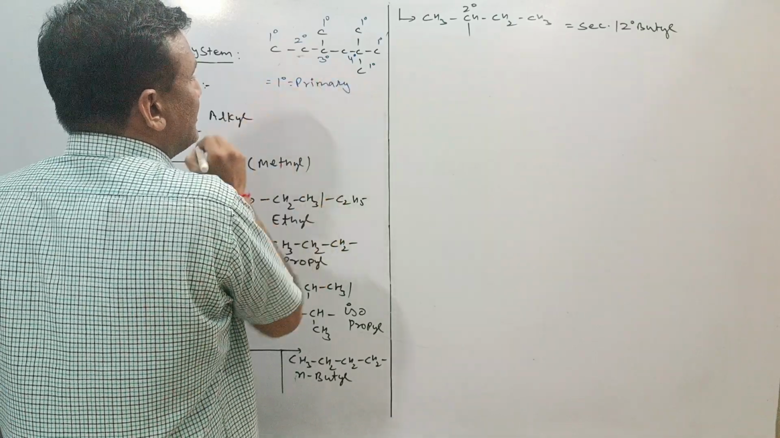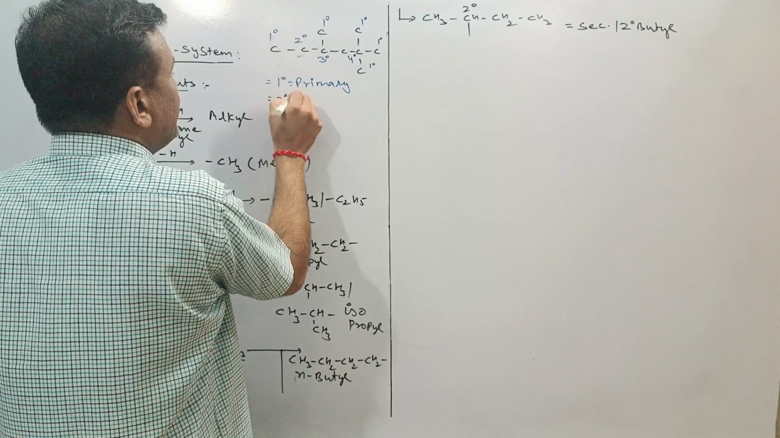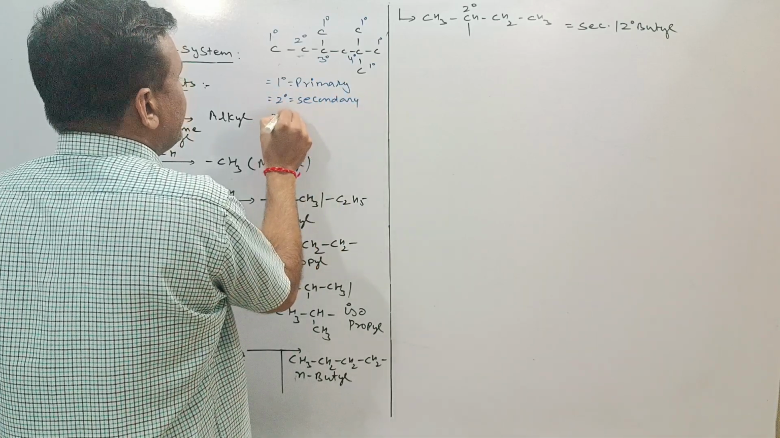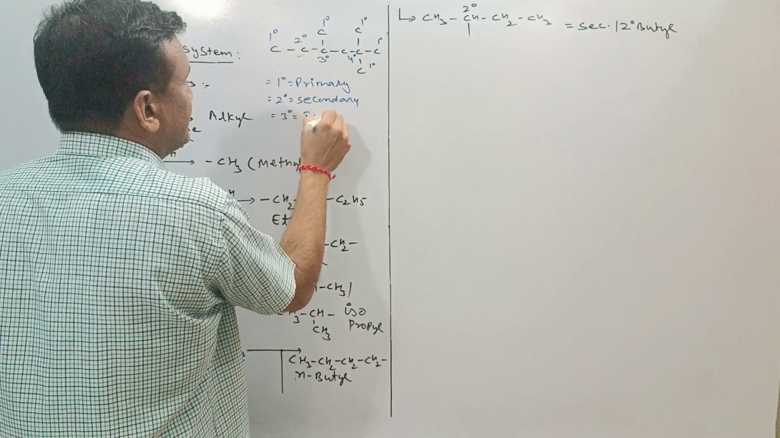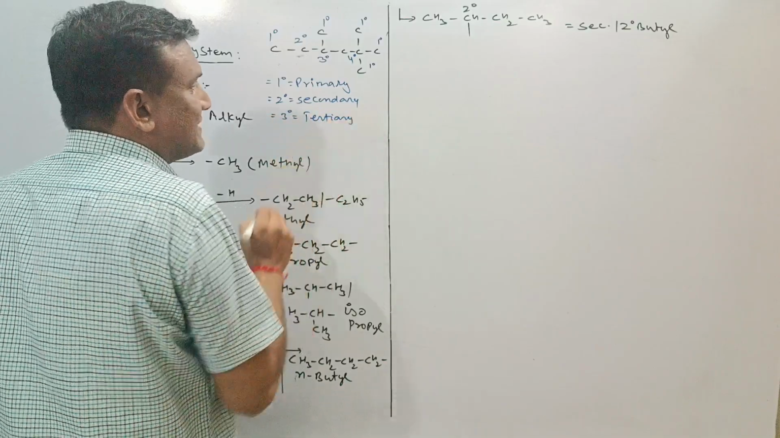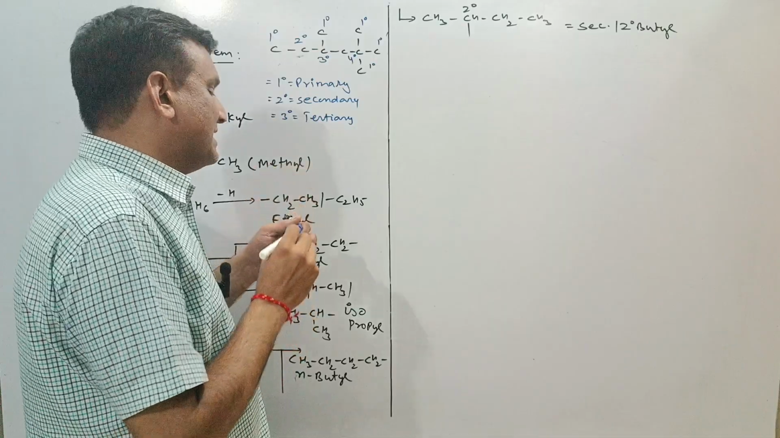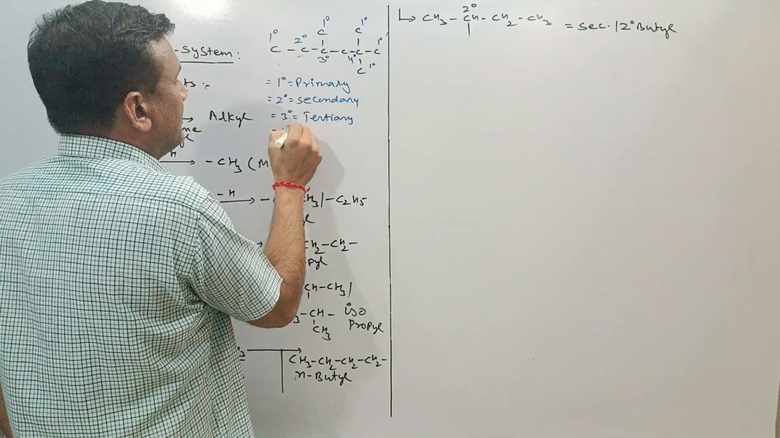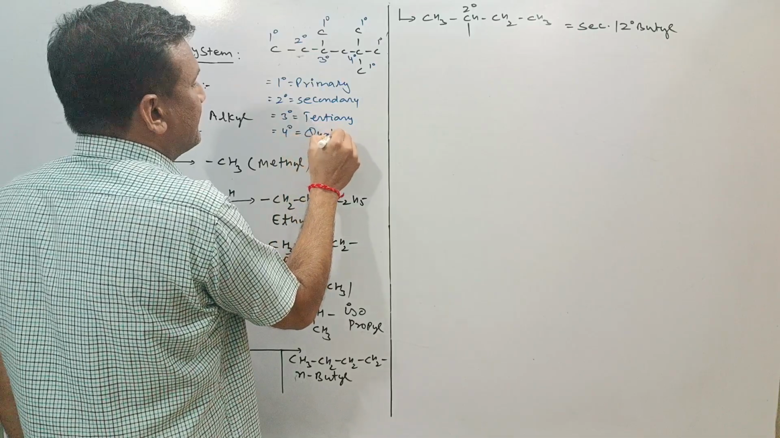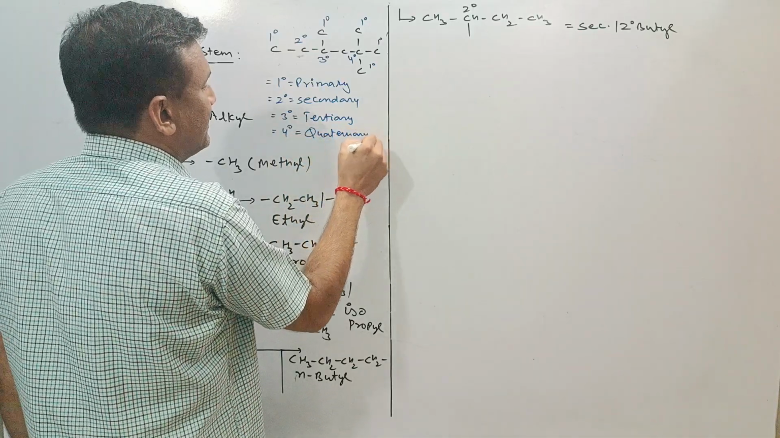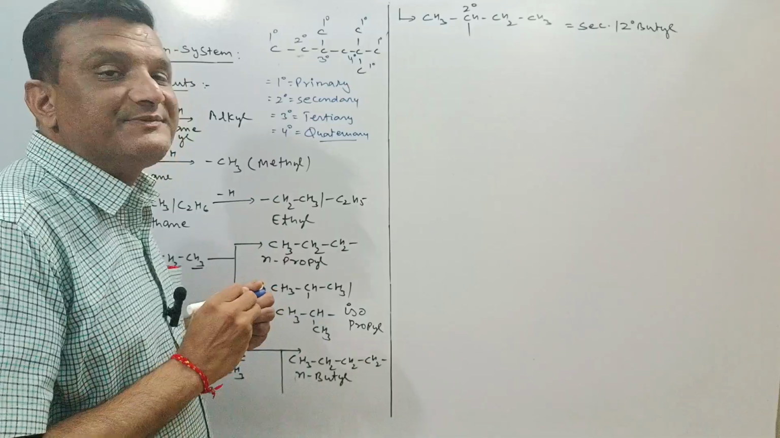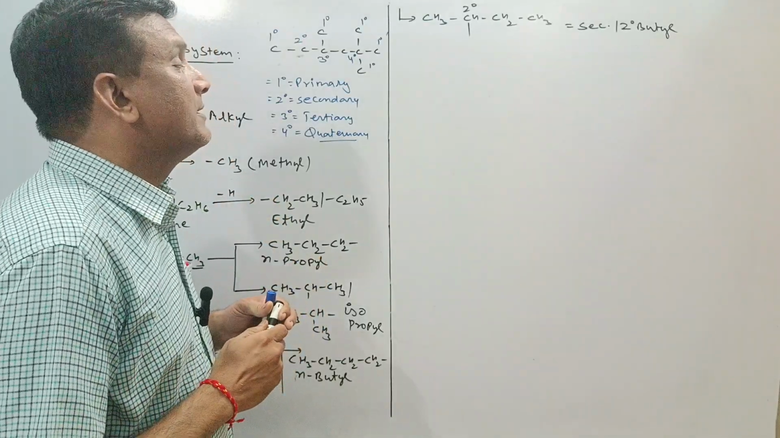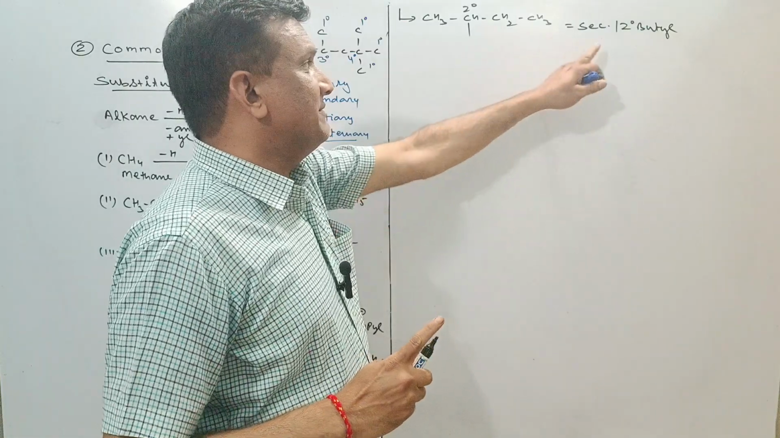1 degree is also called primary, 2 degree is also called secondary, and 3 degree carbon is also called tertiary. This was about just 3 types of carbon atom, and another is 4 degree, you can say quaternary carbon atom. So this was about the types of carbon atom: 4 types, as 1 degree, 2 degree, 3 degree and 4 degree. So for this it will be secondary.